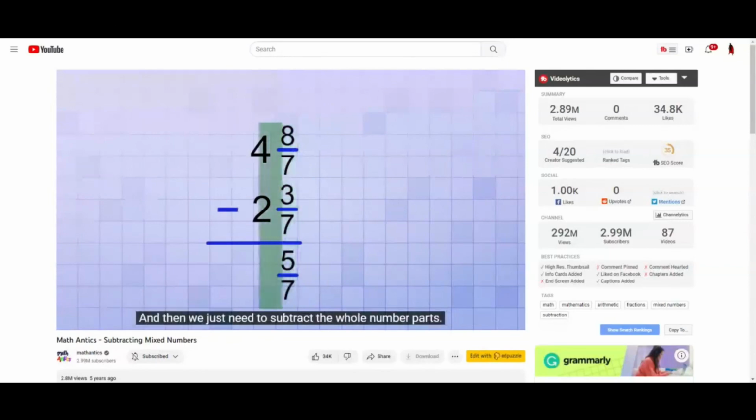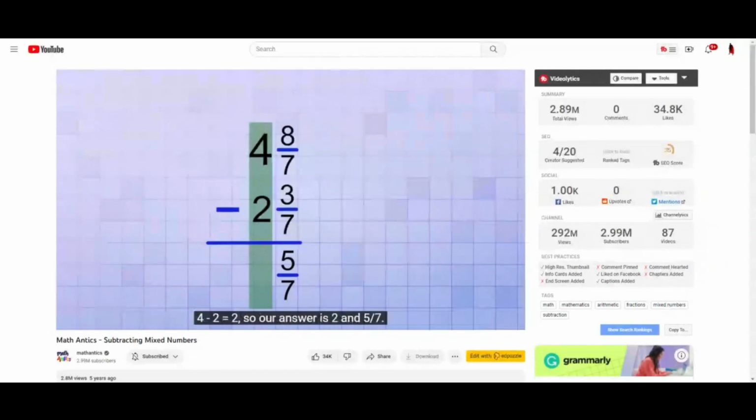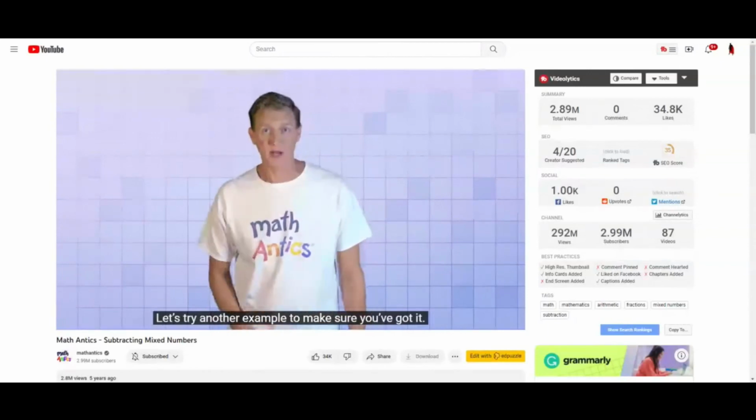And then we just need to subtract the whole number parts. The top whole number used to be 5, but we borrowed from it, so now it's 4. 4 minus 2 equals 2, so our answer is 2 5/7. Let's try another example to make sure you've got it.